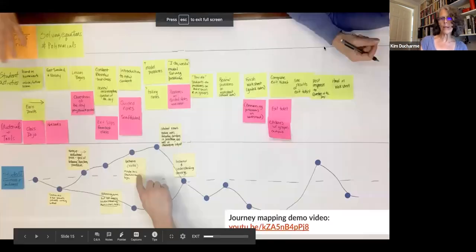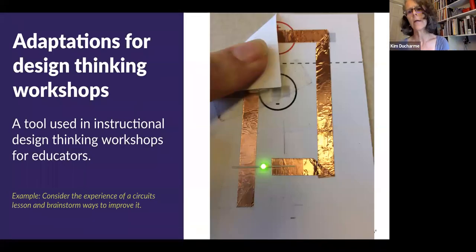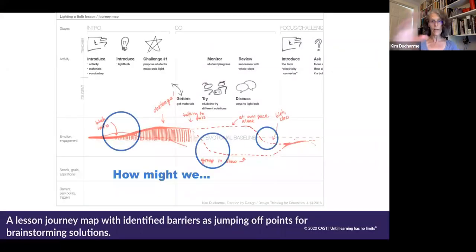All right, so here are a few of the ways that we have adapted it to educational contexts. So early on, when I was doing a design thinking workshop, it struck me that having the participants experience a circuits lesson and then using the tool as a way to identify inflection points and barriers and use those as jumping off points for brainstorming questions. How might we solve the problems going on here?